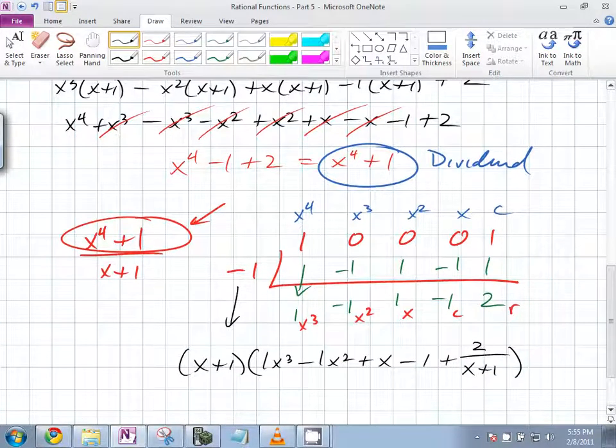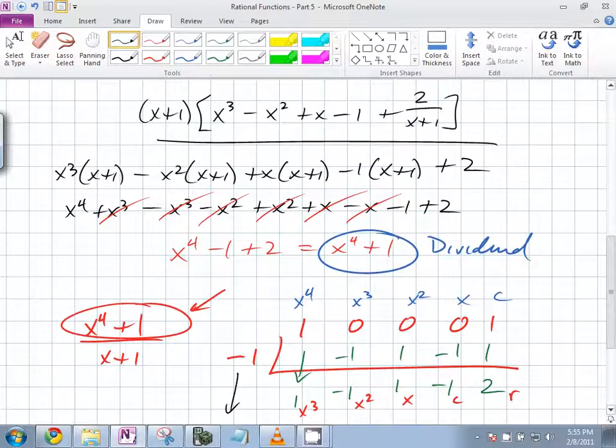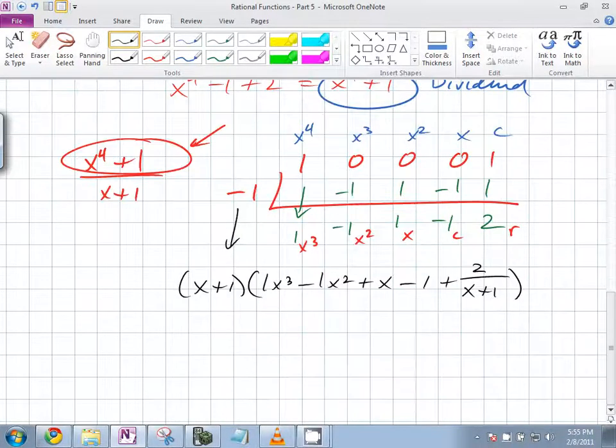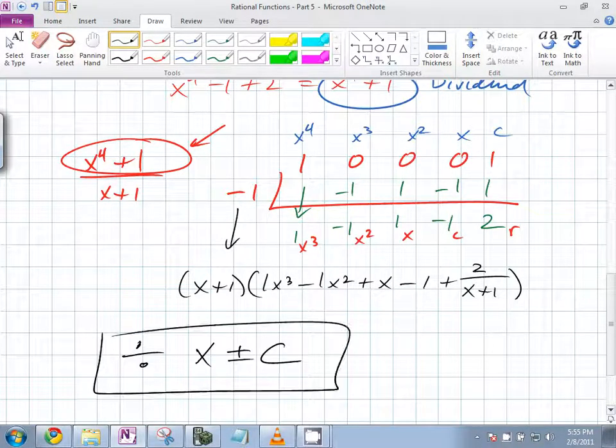So is there a link between synthetic division and polynomial long division? Absolutely. The link occurs when you are dividing by x plus or minus a constant. We will definitely talk about this more in class.